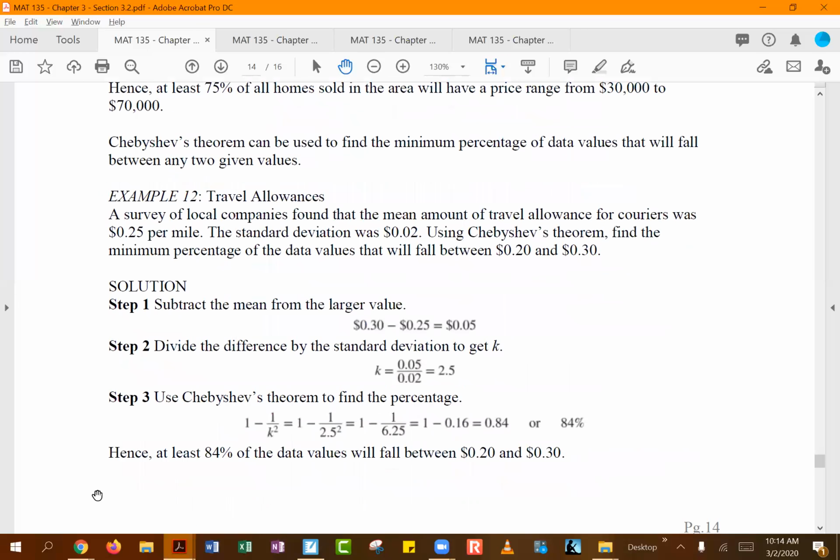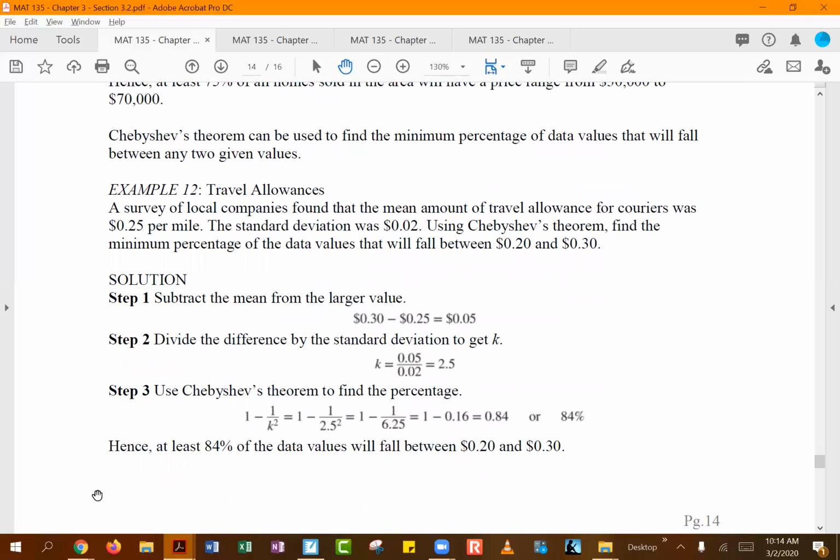Look at that second example there, travel allowances. So a survey of local companies found that the mean amount of travel allowance for couriers was 25 cents per mile. Their standard deviation was 2 cents. So they want us to use the Chebyshev theorem and find the minimum percentage of the data that will fall between 0.20 and 0.30. So first thing we have to actually figure out is how far away from the mean these numbers are. So they're taking the 0.30, which is this upper limit here, and subtracting the mean, right? So 30 cents minus 25 cents, you are 5 cents away from the mean.